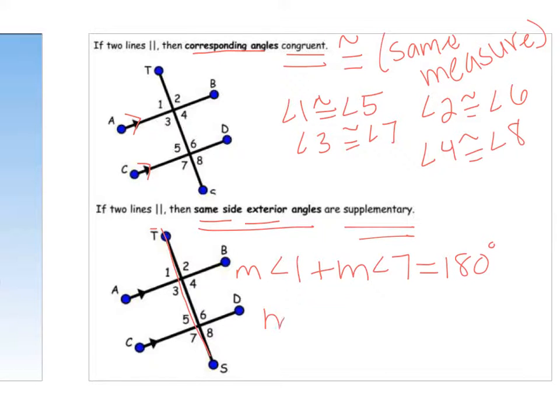What would be my other same side exterior? Well, that would be 2 and 8. So you know that those angles combined will equal 180 degrees. All right, looking at the next slide.